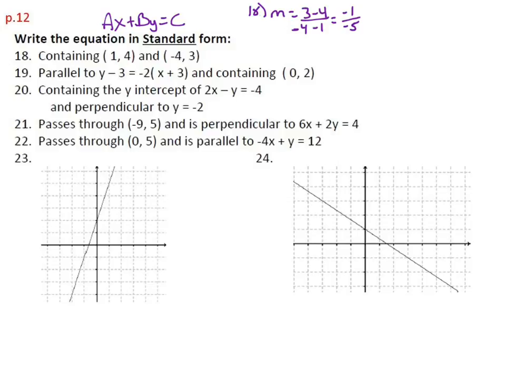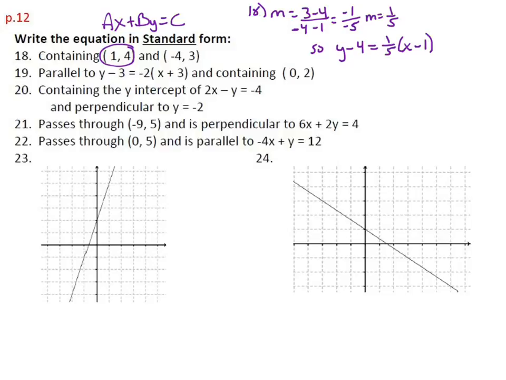So negative over negative, we can just make that a positive. So if we have a slope of 1/5, and then we want to write our equation in standard form, well, I'm going to start out in point slope form, and I'm going to use the point (1, 4). So we're going to say that y minus my y1 value, which is 4, is equal to my slope of 1/5 times x minus my x1 value of 1. So there I am in point slope form.